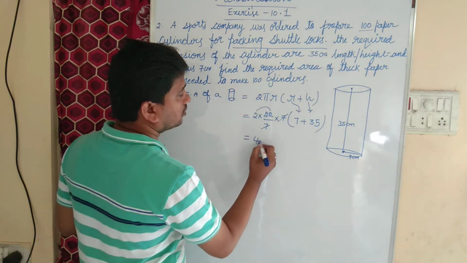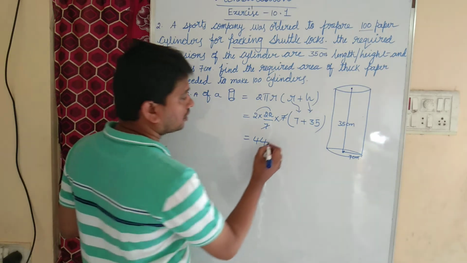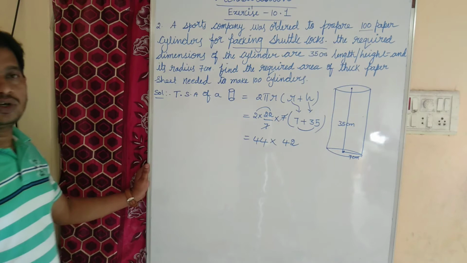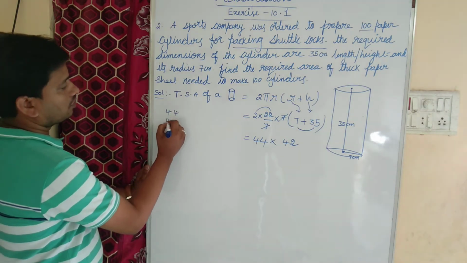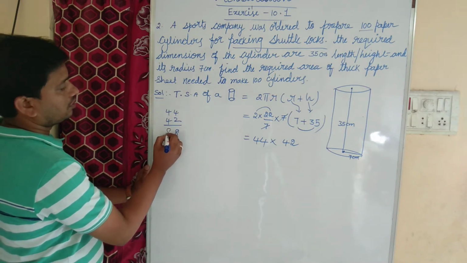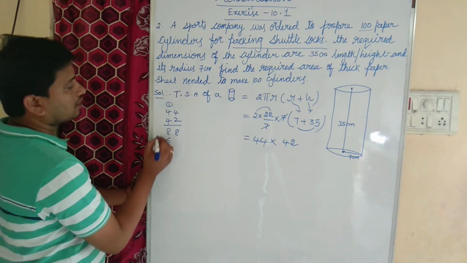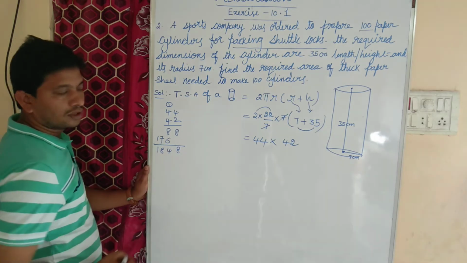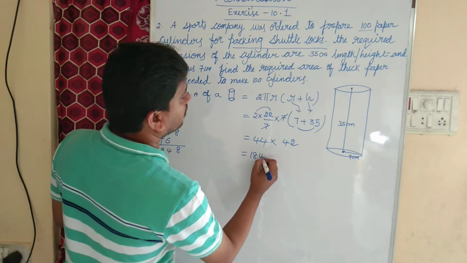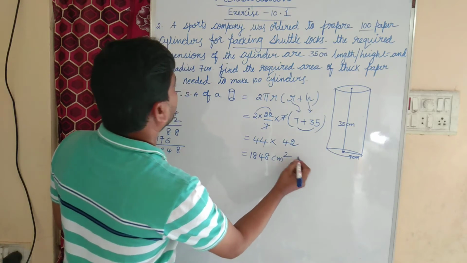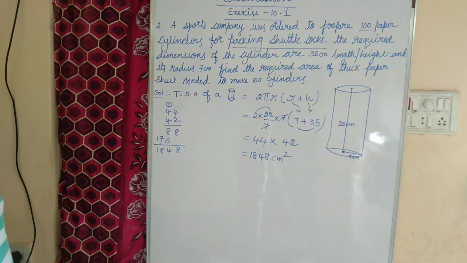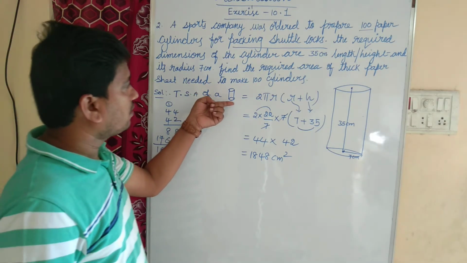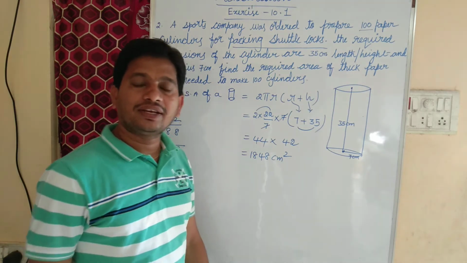2 into 22, 2 22 is 44, into 35 plus 7, that is equal to 42. I mean 44 into 42: 2 4 is 8, 2 4 is 8, 4 4 is 16, 16 plus 1, 17, 8. That is equal to 1848 square centimeter, right? So what is the total surface area of a cylinder? One cylinder. Total surface area of one cylinder is 1848 centimeters square.